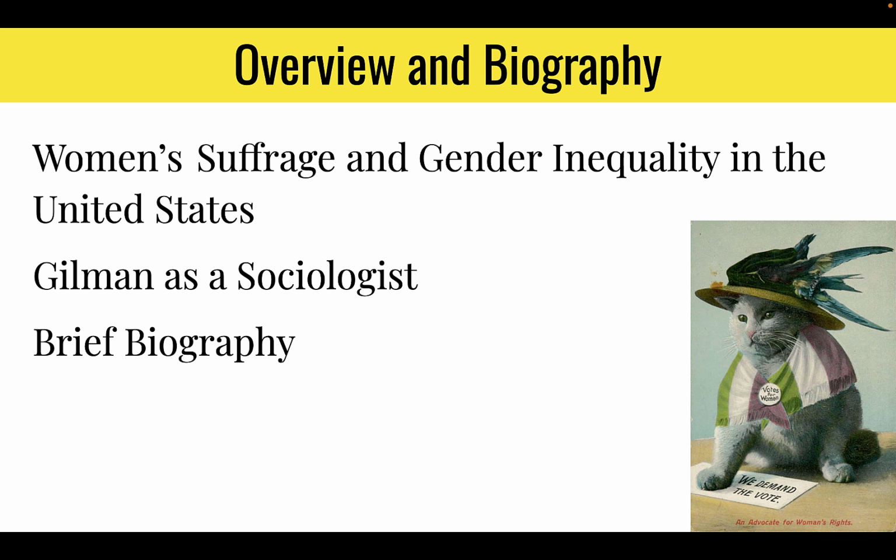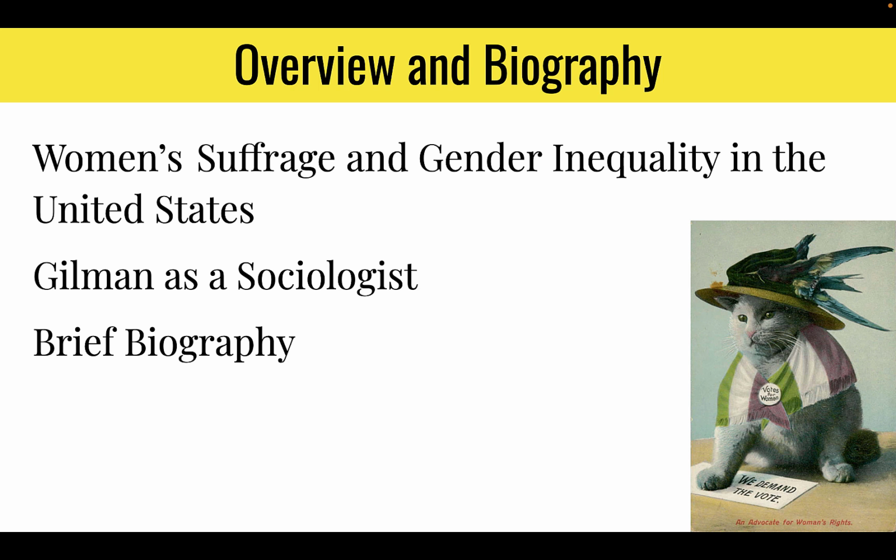So a little bit about Charlotte. Her childhood and family. She was born July 3rd, 1860. Her father, Frederick, was part of the distinguished New England Beecher clan. His grandfather was the influential theologian Lyman Beecher, his uncle was the famous clergyman and abolitionist Henry Ward Beecher, and his aunt was the abolitionist and author of Uncle Tom's Cabin, Harriet Beecher Stowe.